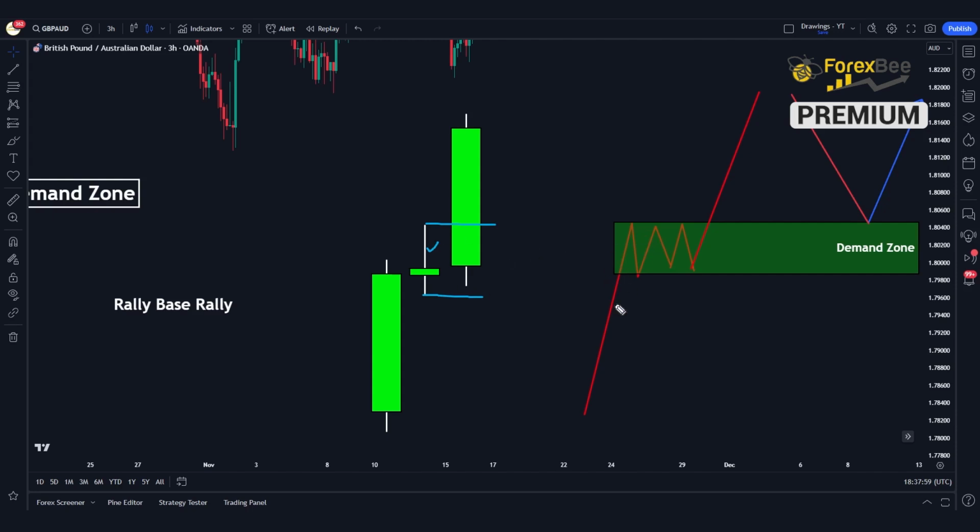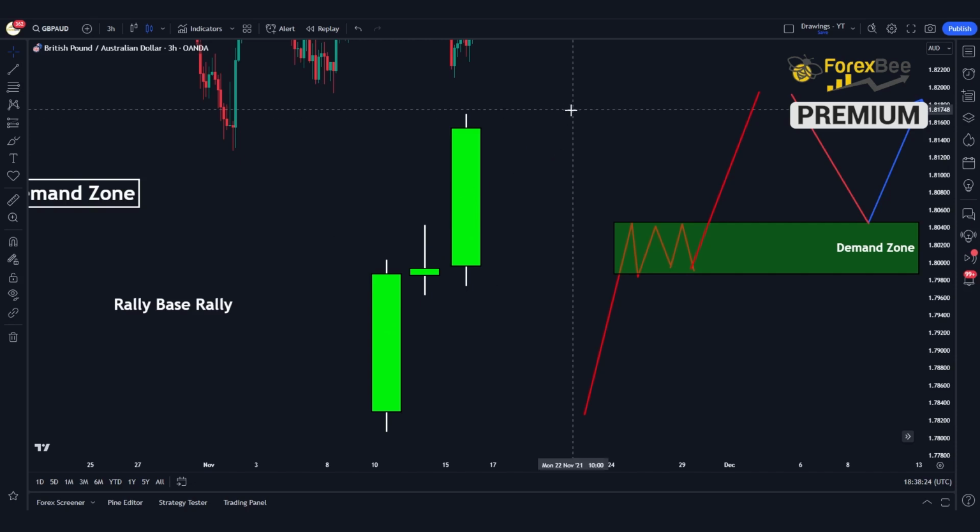As you can see here, this is the market structure, and here we can see the formation of this demand zone. This is the first type of demand zone, that is rally-based rally. We're going to get into trading and technical details of this in our upcoming lessons, but for now just focus on identifying this type of pattern on the chart that will tell you that this is a rally-based rally demand zone.